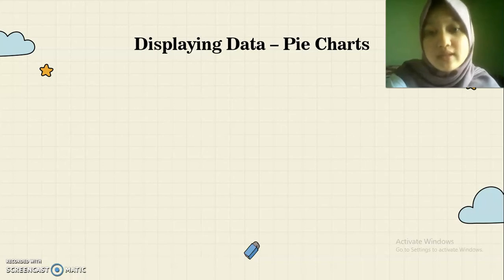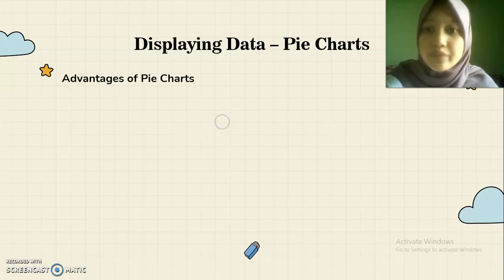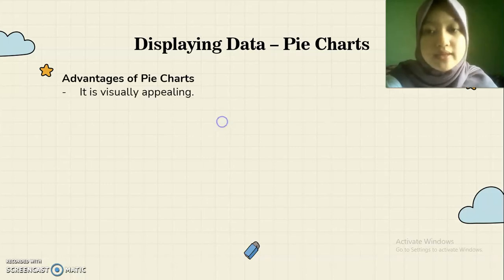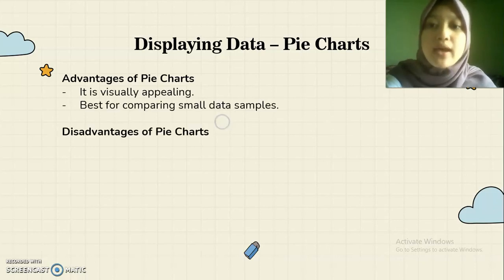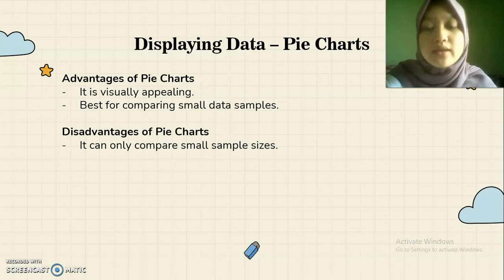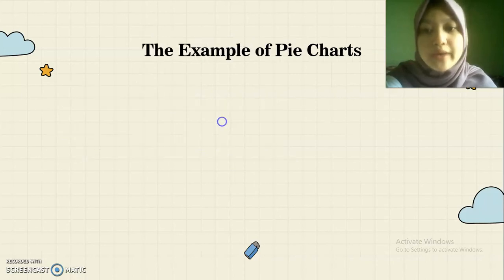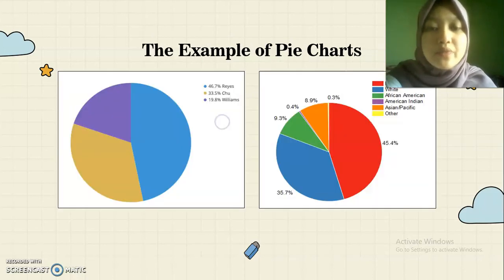A pie chart is a circular graph used to represent the percentage of occurrence of variables using sectors. It also has advantages and disadvantages. For advantages of the pie chart, it is visually appealing and best for comparing small data samples. And for the disadvantages, it can only compare small sample sizes and is unhelpful for observing trends over time. Here's the example.